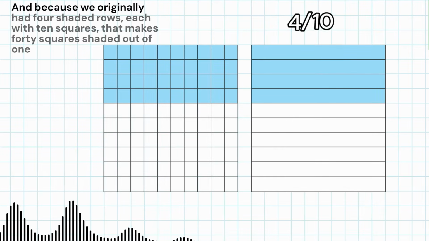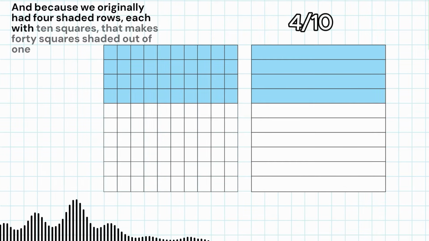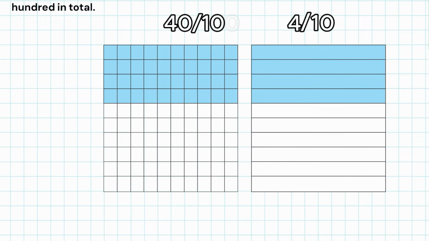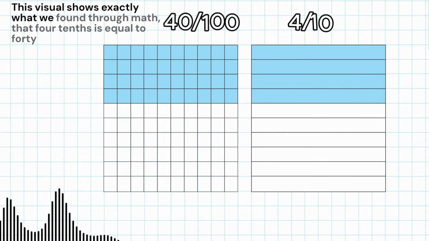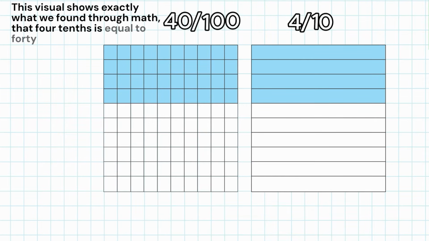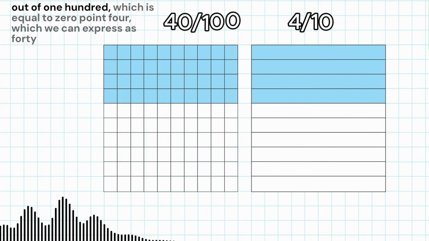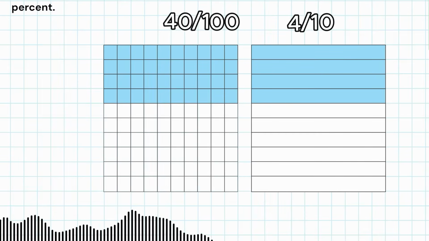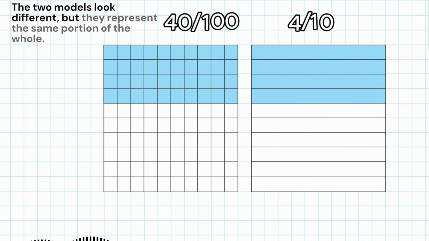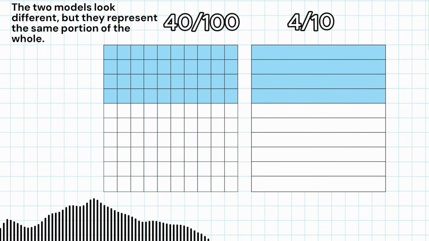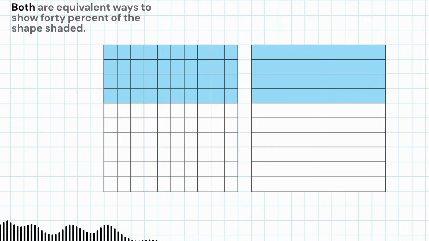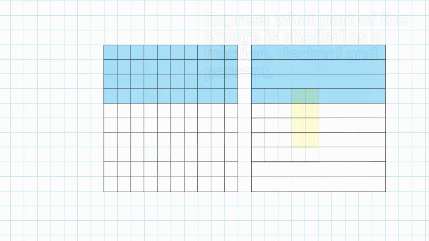And because we originally had 4 shaded rows, each with 10 squares, that makes 40 squares shaded out of 100 in total. This visual shows exactly what we found through math, that 4 tenths is equal to 40 out of 100, which is equal to 0.4, which we can express as 40%. The two models look different, but they represent the same portion of the whole. One uses larger parts, and the other uses smaller parts. Both are equivalent ways to show 40% of the shape shaded.